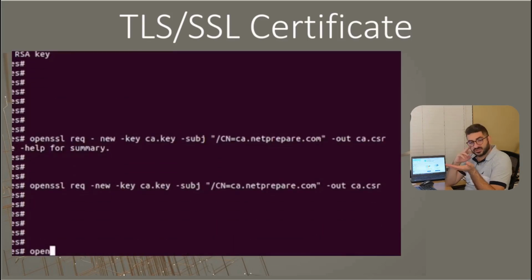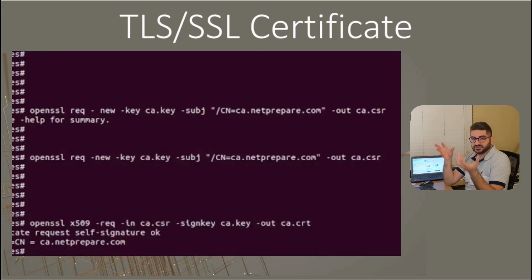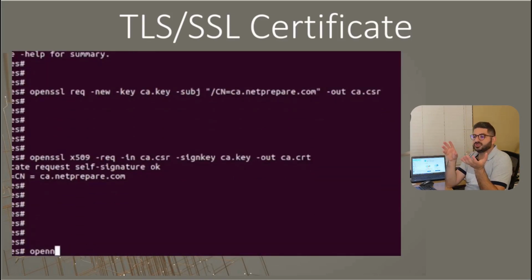So we generated a certificate signing request. Now we're signing this certificate signing request with our ca.key, which will make it a self-signed certificate. And now we generate this output to see what is inside the certificate.